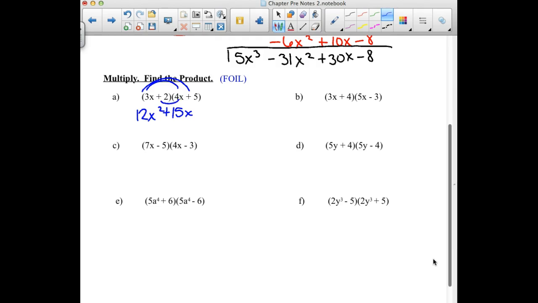Insides, 2 times 4x would be 8x. And last, 2 times 5 would be 10. Typically, our middle terms match, so we end up combining those. 12x squared plus 23x plus 10. Go ahead and pause the video and do questions B and C.